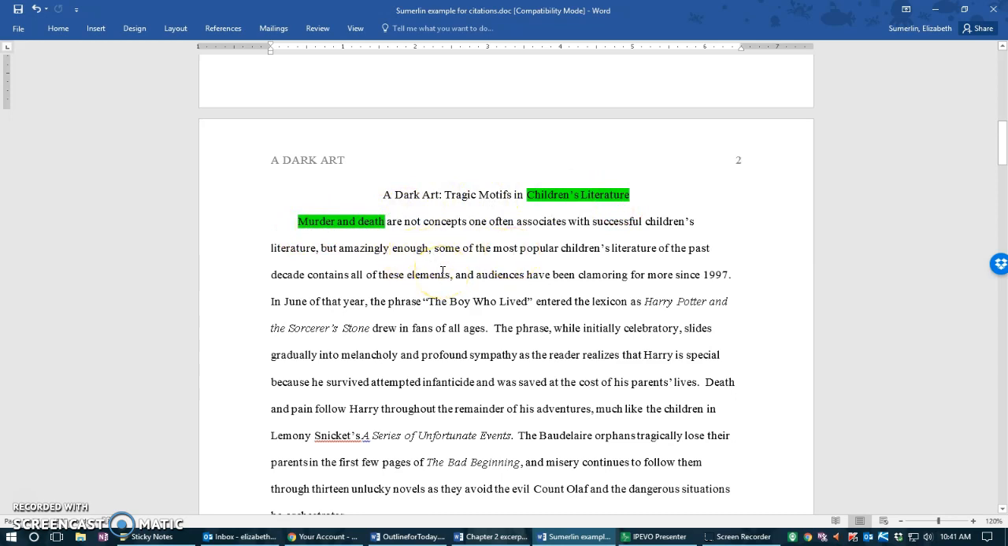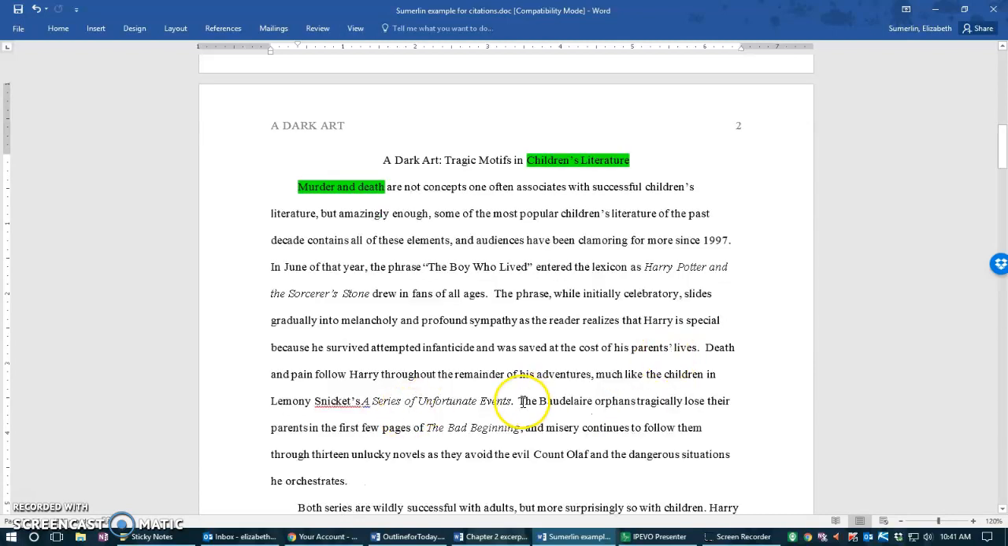Hooks are difficult to write. Sometimes you're either good at it or you're not. I went with starting off my paper about children's literature with some really powerful words like murder and death. Because you think, oh, children's literature, Winnie the Pooh, murder and death. So it's those harsh words that sort of create interest. You can do that same type of thing, or you can tell a story. Stay away from rhetorical questions. Those are lame.